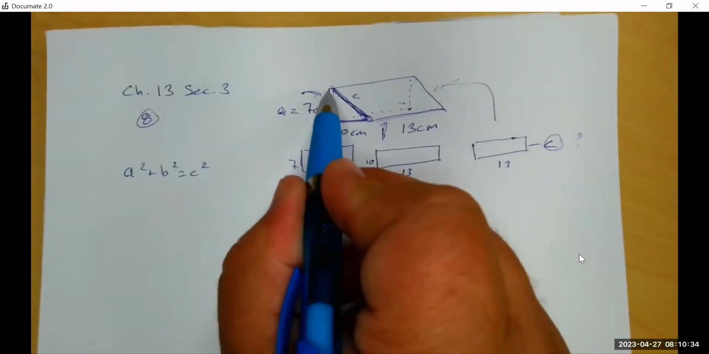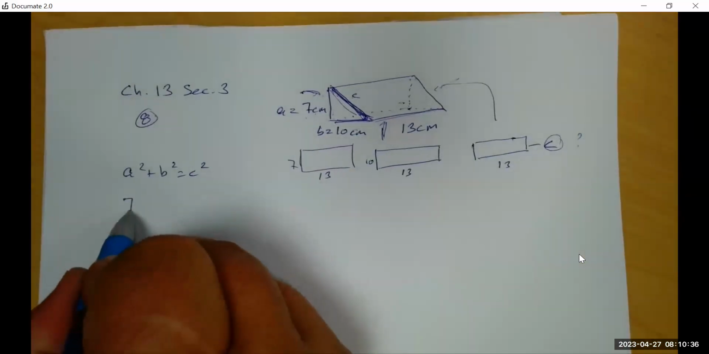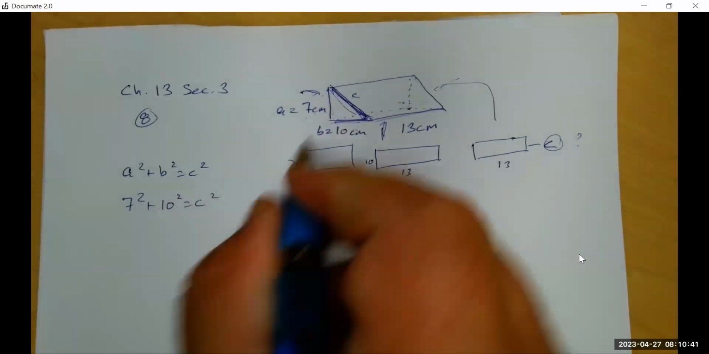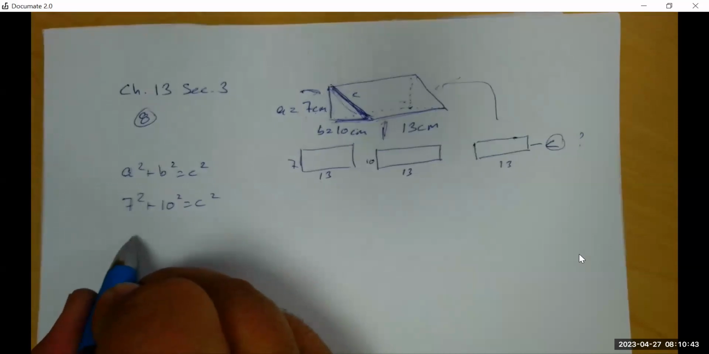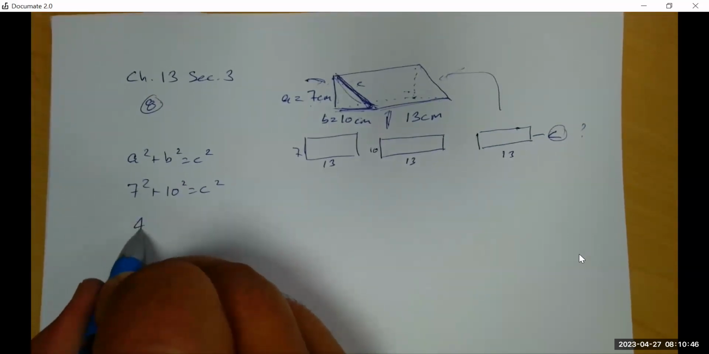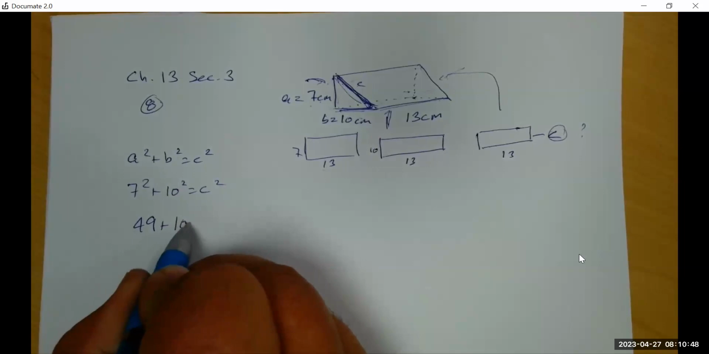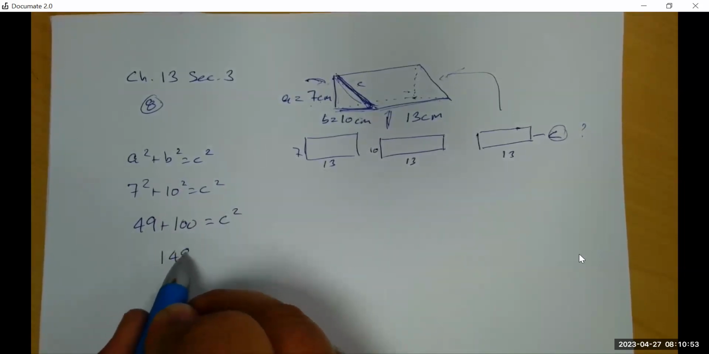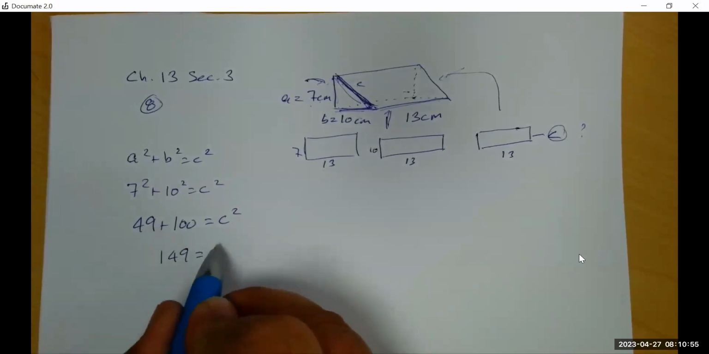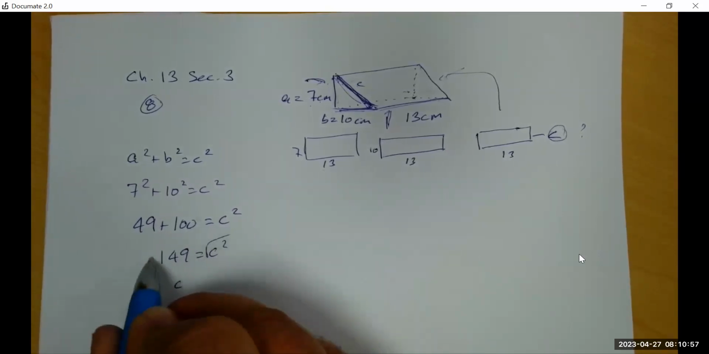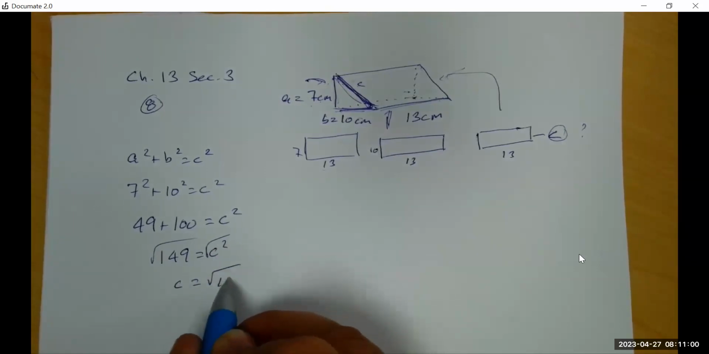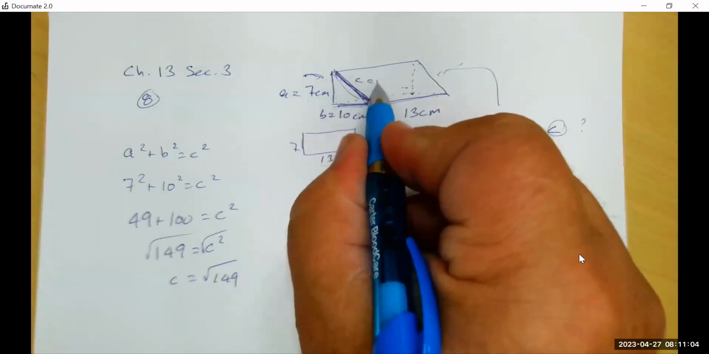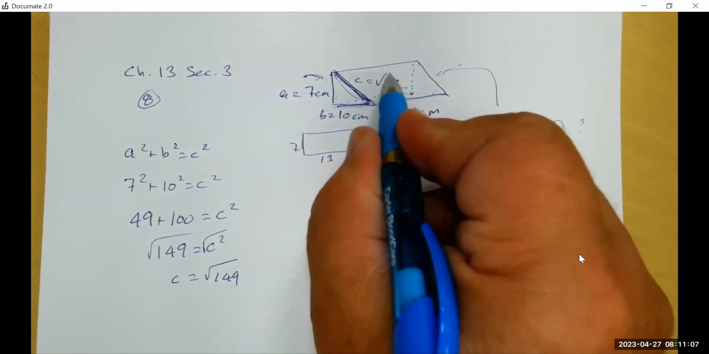We know we have to figure out this length here. So we know it's 7 squared plus 10 squared equals C squared, which is 7 squared is 49, 10 squared is 100. So we add those together, it's 149, and square root both sides. I get the square root of 149. So that length is the square root of 149.